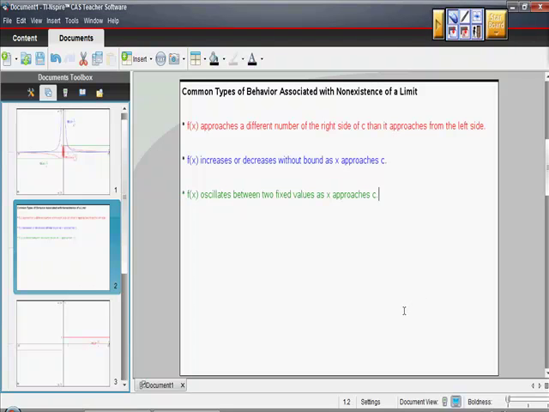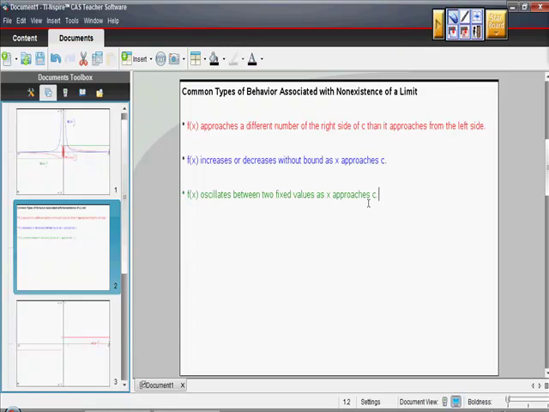Okay, so just a quick video on common types of behavior associated with the non-existence of limits. This is the very beginning of calculus, and we're starting to really talk about limits, and we know that a limit has to be a specific height, a k value, a real number, and sometimes it doesn't work out that way. So here are three ways in which it's most likely that those things don't occur.